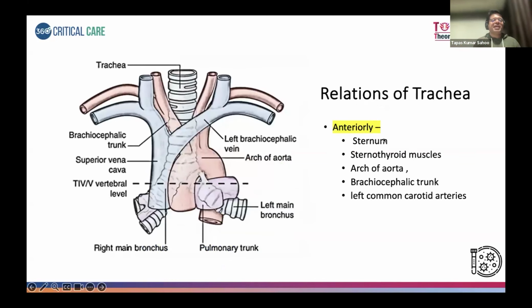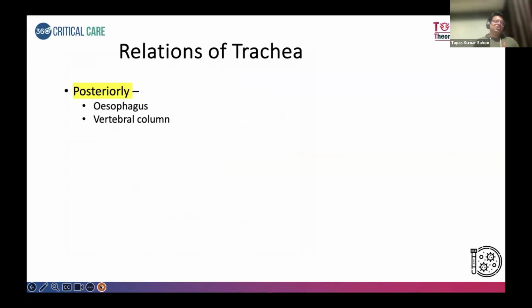Now the relationship of the trachea: anteriorly, sternum, sternothyroid muscle, arch of aorta, brachiocephalic trunk, left common carotid artery. Just remember the trachea is here, and you are getting all the vascular structures: arch of aorta, brachiocephalic trunk, common carotid artery, and right main bronchus, left main bronchus. Clear? Now, posteriorly, esophagus, vertebral column, easy to remember.